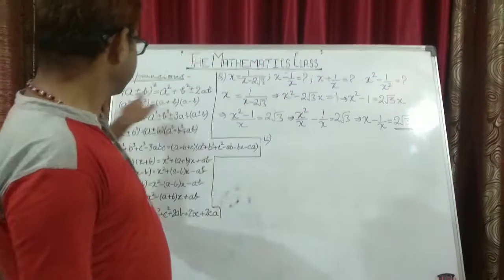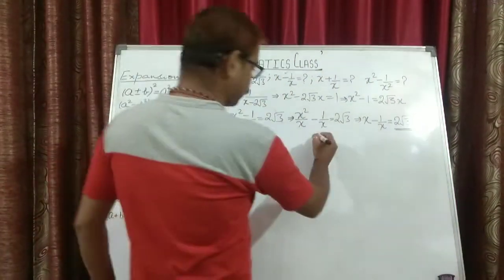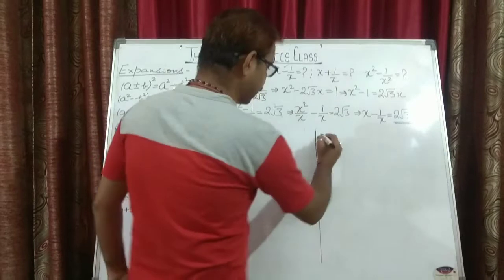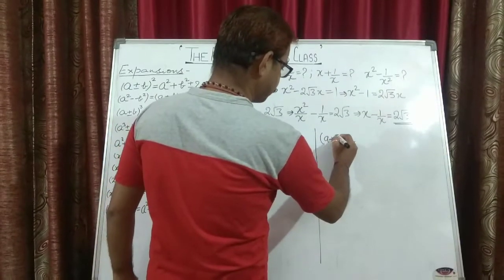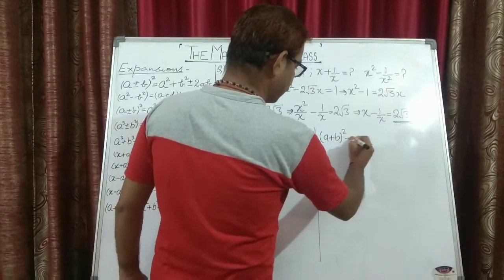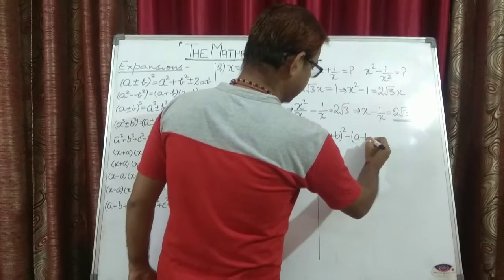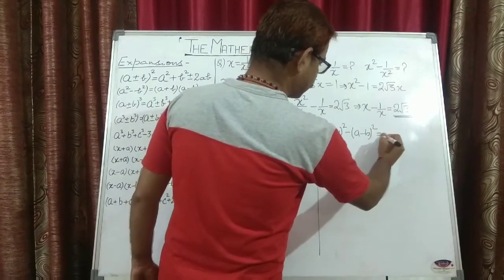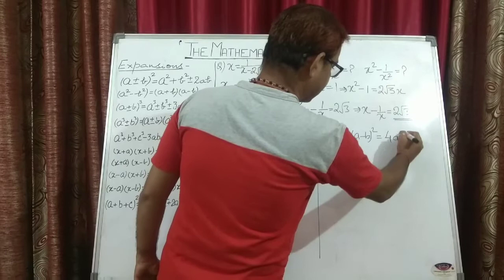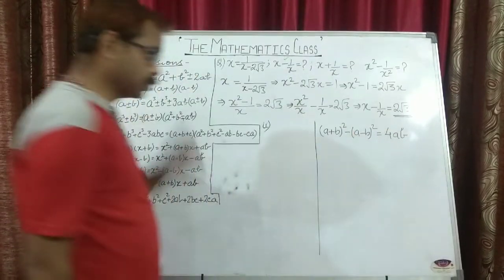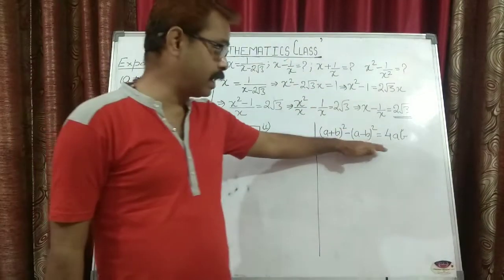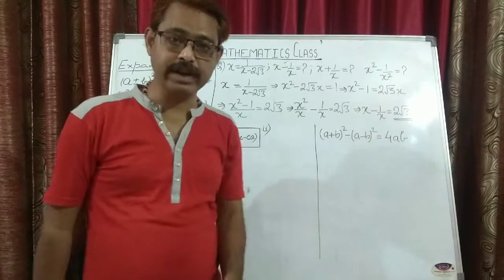We know that (a plus b) whole square minus (a minus b) whole square is equal to 4ab. How it is, I will show you. This is also an identity. What is the meaning of identity?